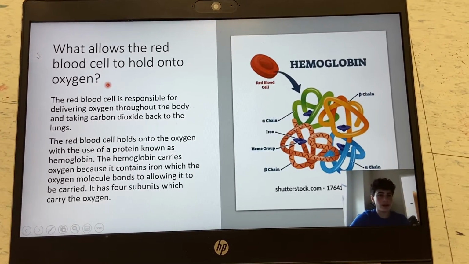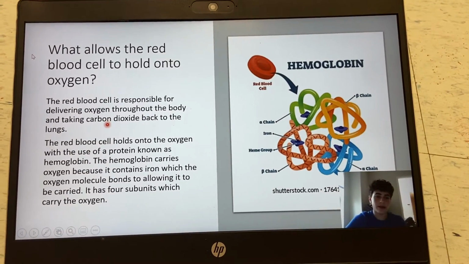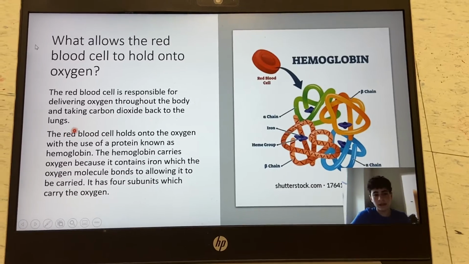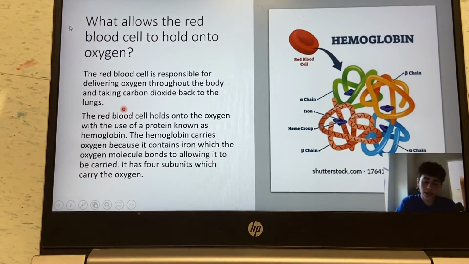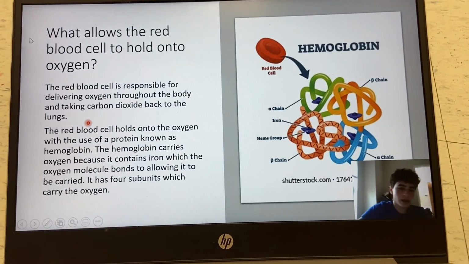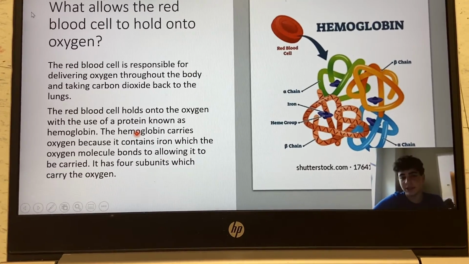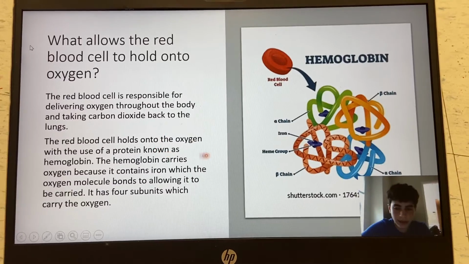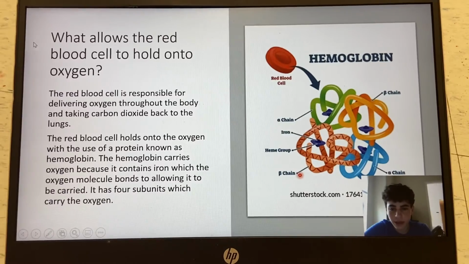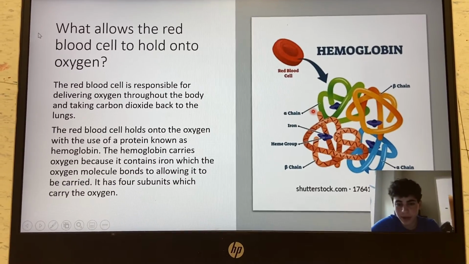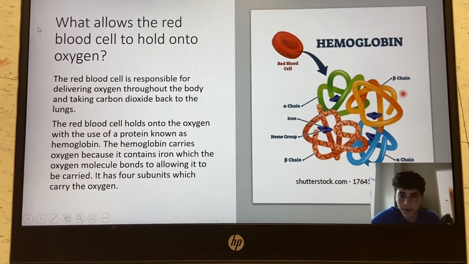So to start off, what allows the red blood cell to hold on to oxygen? In a little background, the red blood cell delivers oxygen throughout the body. It goes to the lungs, takes the oxygen, and delivers it to cells around the body. Hemoglobin is what carries the oxygen. That is what allows it to carry. Basically, it does that because there's iron, and the iron bonds to oxygen molecules. And then, as you can see in hemoglobin, there's 4 parts, 2 alpha chains and 2 beta chains, as you can see here.